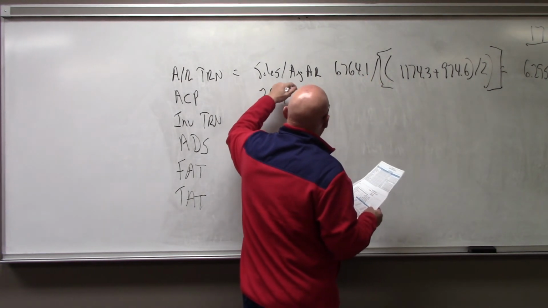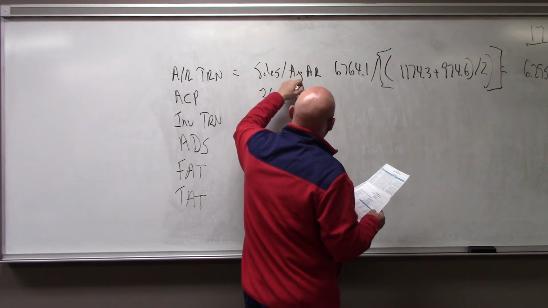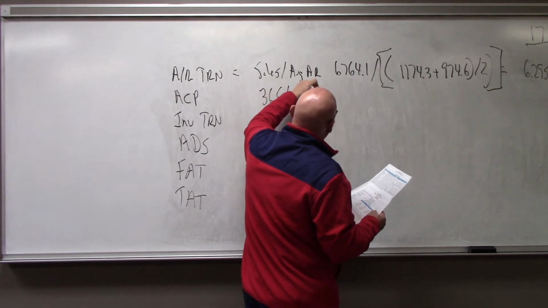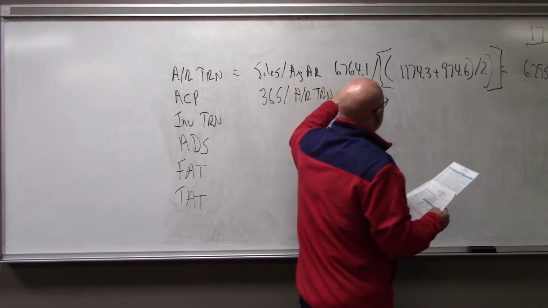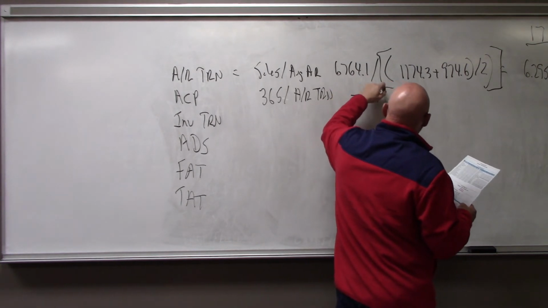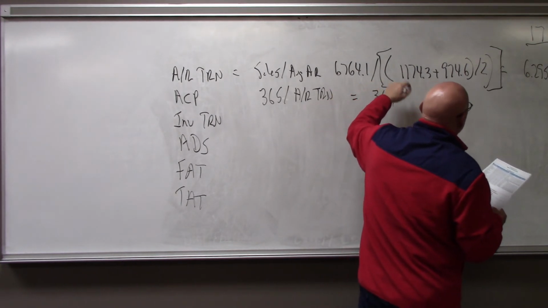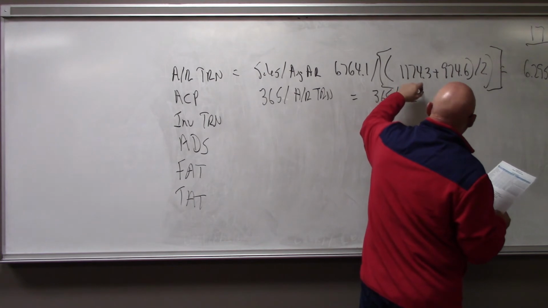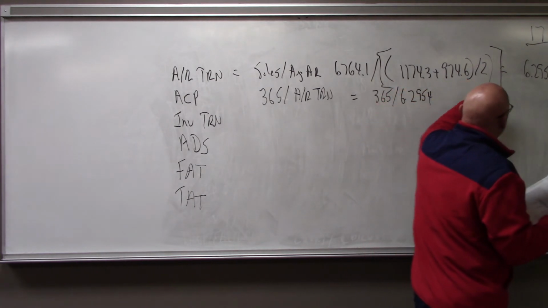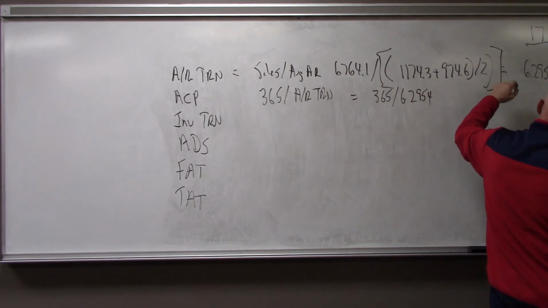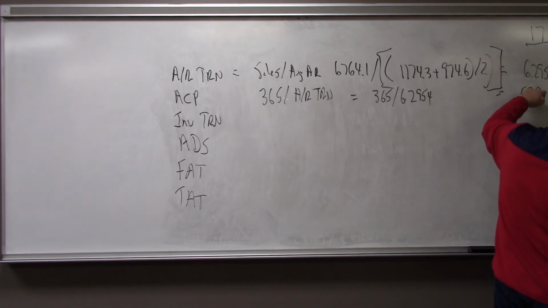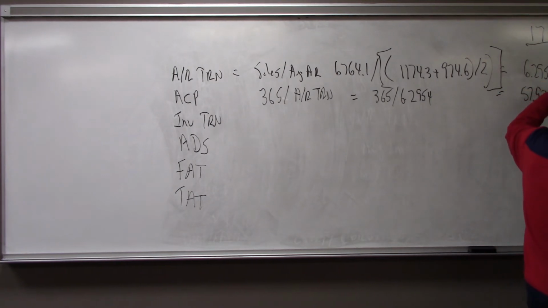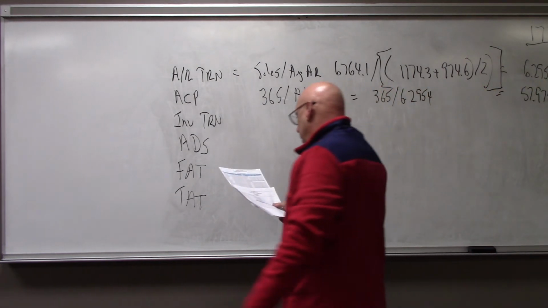All right, average collection period, 365 divided by AR turn is equal to 365 divided by 6.2954, and that is 57.9788 and 59.7749. Okay, inventory turnover.